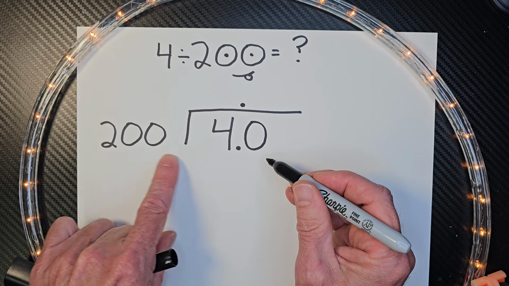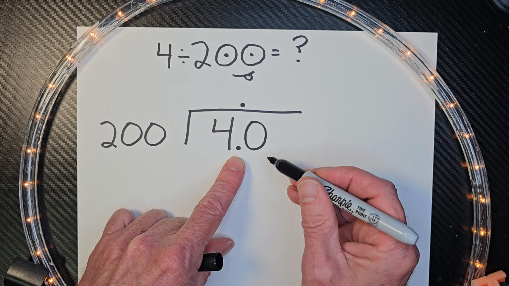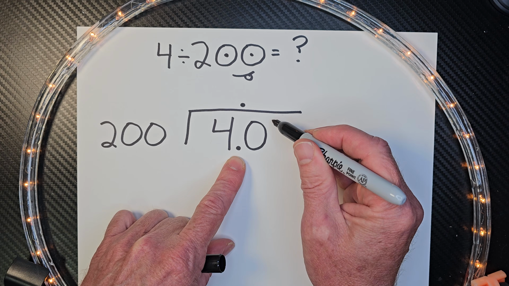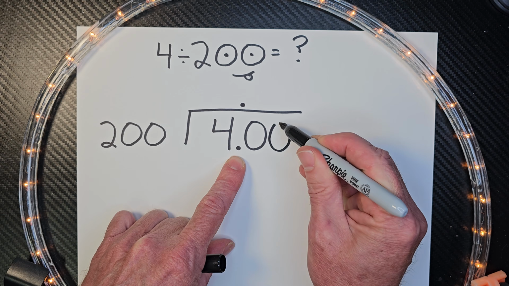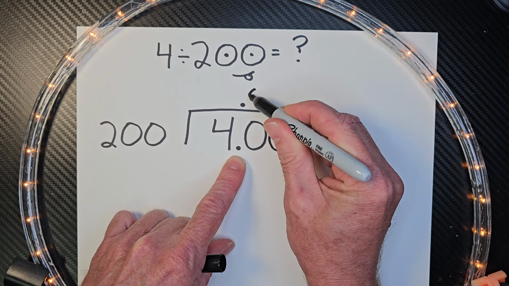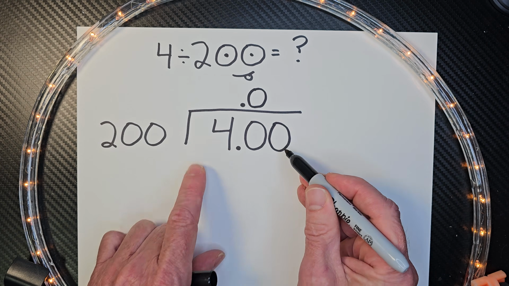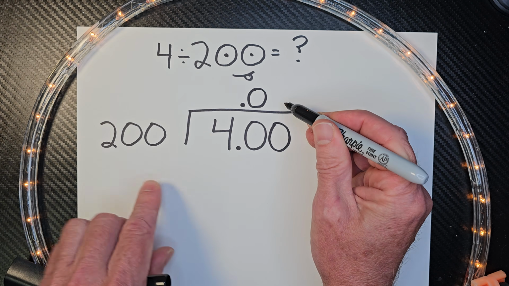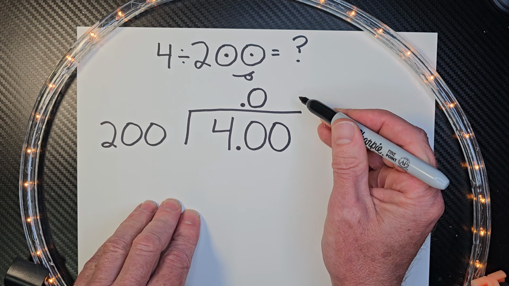Can I put 200 into 40? No, you just can't. So now I need to add another 0. Now when I add another 0 right here, I need to put that 0 right here because I'm dealing with this number here, and then my answer would go up here. So can I put 200 into 400? Yes, you can. How many times?